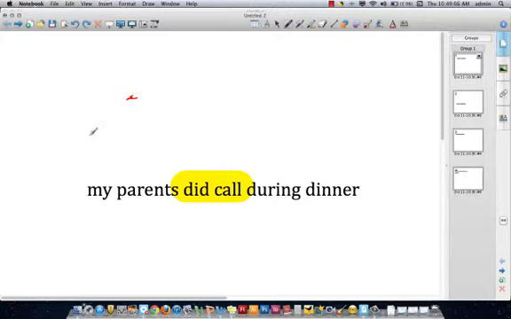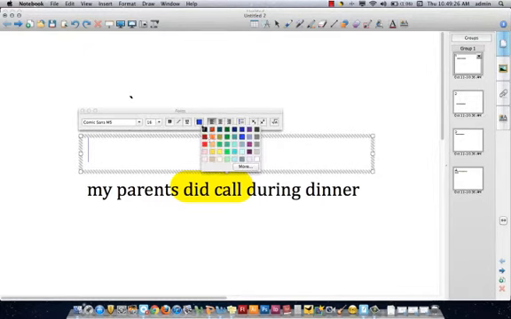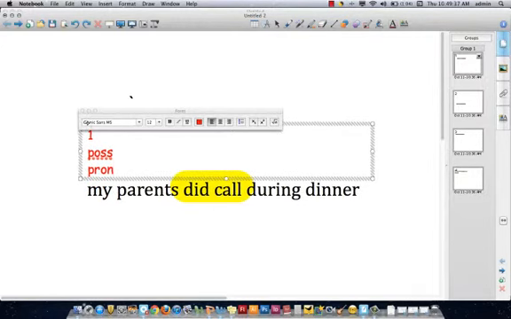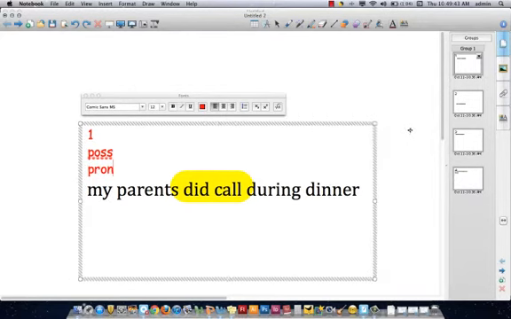So we know that my is a first person possessive pronoun. This is going to take me longer to write than actually, you know what I'm going to do? I'm going to insert a text box here to make my life a little bit easier. And even though I hate it, I'm going to use Comic Sans because it'll look more like handwriting. Let's make that blue and a little bit smaller. Okay, so we know that my is a first person possessive pronoun. I'm going to move that box up. Okay, let's see, how is this going to work? We know that parents is a noun.